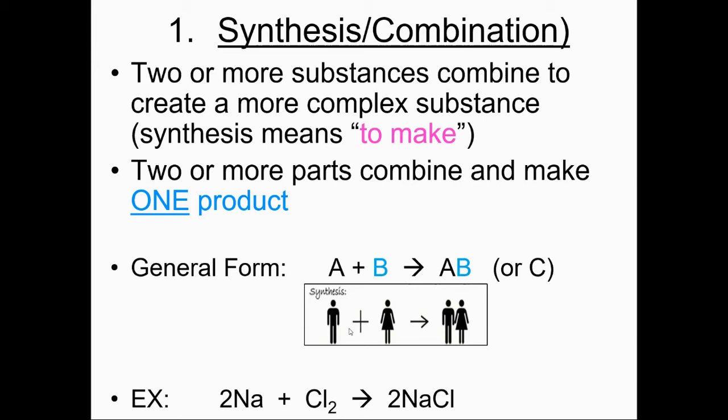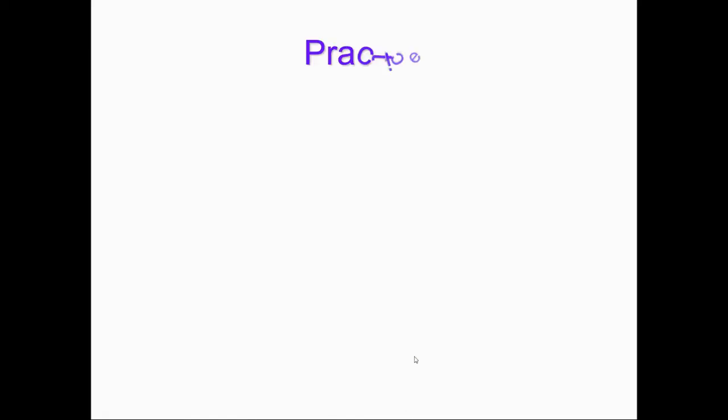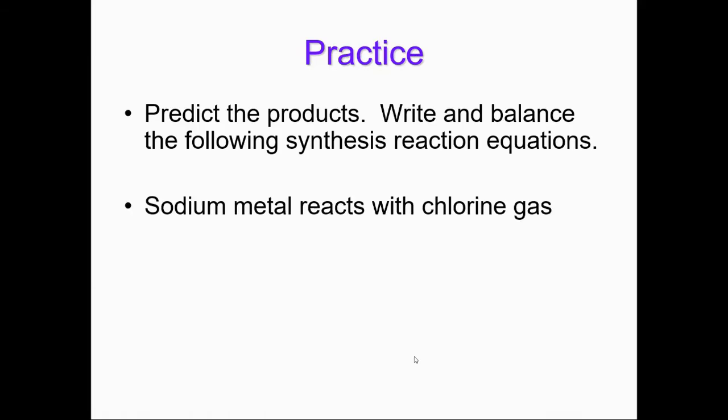An example of a synthesis or a combination is sodium plus chlorine, 2 things, to give you sodium chloride, making one product. So let's try a few of these. We're going to predict the products. We're not going to balance right now because we haven't done that yet, but we're going to predict the product for these things. So we've got sodium metal, and it reacts with chlorine gas. We're going to have to do this on the whiteboard because we have to change this word equation into a formula equation.